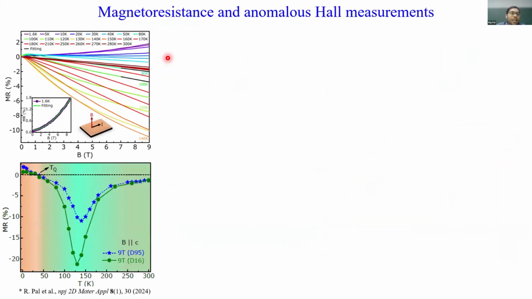After that, we focused on the magnetoresistance. This is the temperature dependence of magnetoresistance, where at low temperature it follows positive magnetoresistance, but if we increase the temperature, at higher temperature we can see negative magnetoresistance. There is a definite crossover near this T_Q, around 40 to 50 Kelvin, and the maximum negative magnetoresistance we get is near the spin orientation transition.